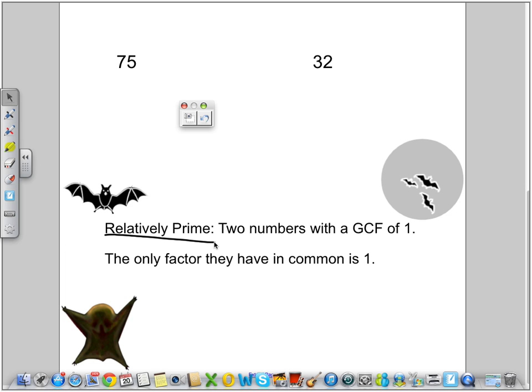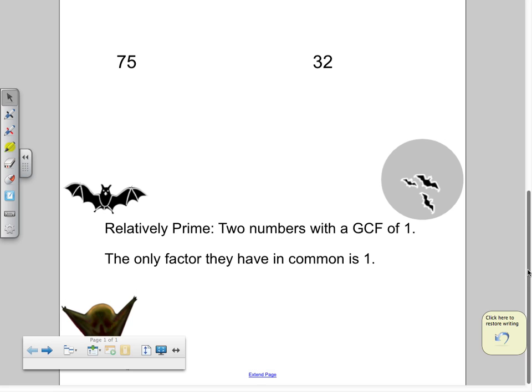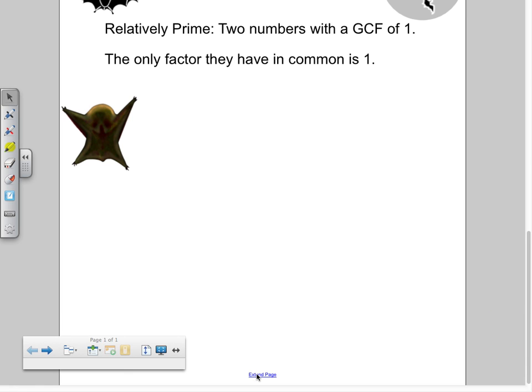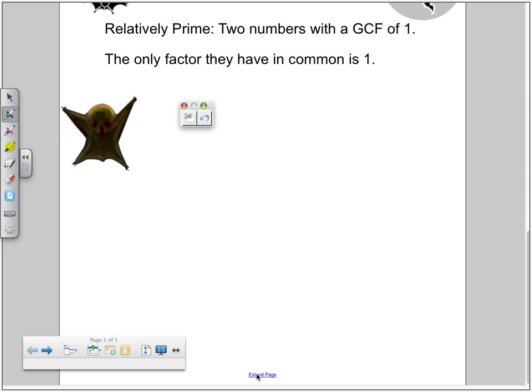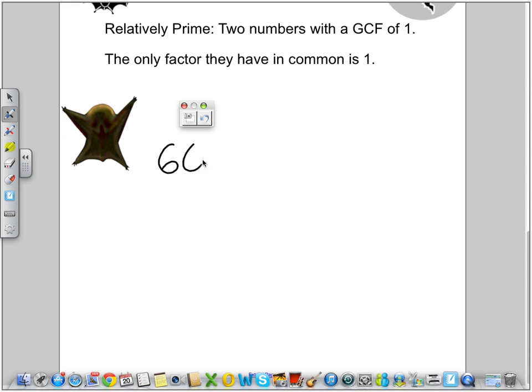Okay, so now I'm going to take you one step further, and we're going to come up with a problem that has variables in it. So if I have 60x squared y, and I have 99xy to the 3rd, I want to see what those two have in common as far as a GCF.